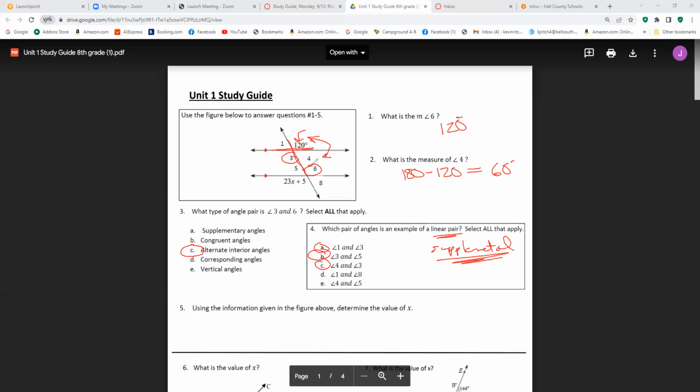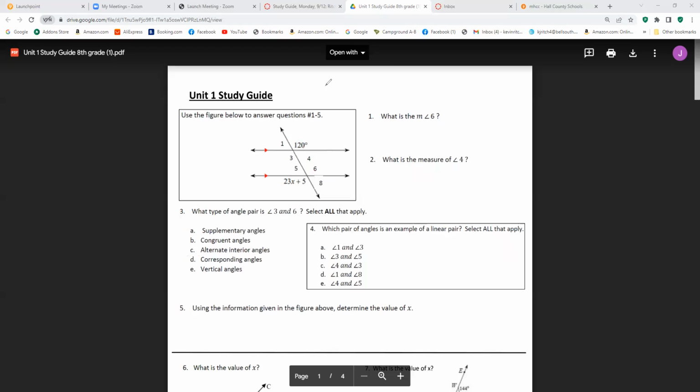1 and 8 are actually congruent because they're alternate exterior angles. So 1 and 8 are not supplemental, no D. And then 4 and 5 are alternate interior angles, which makes them congruent. So letter E is also not supplemental. So A, B, and C are all supplemental angles, also called a linear pair.